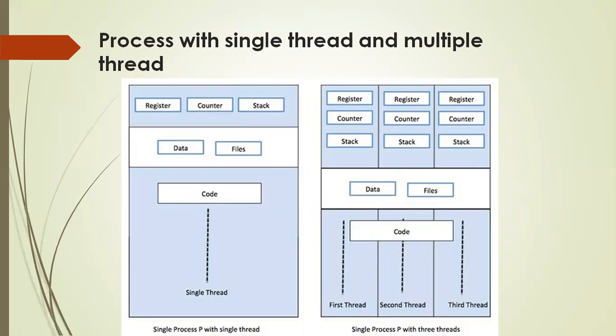So in the second example, how many threads are there? Three threads. The first thread has its own register, counter, stack. The second thread also has its own register, counter, stack, like the third thread also. Each thread has its own data and files, and each thread can be executed parallelly. Each thread has its own lines of code, and they can be executed parallelly. The first one is an example of a single process P with a single thread. The second one is a single process P with 3 different threads.